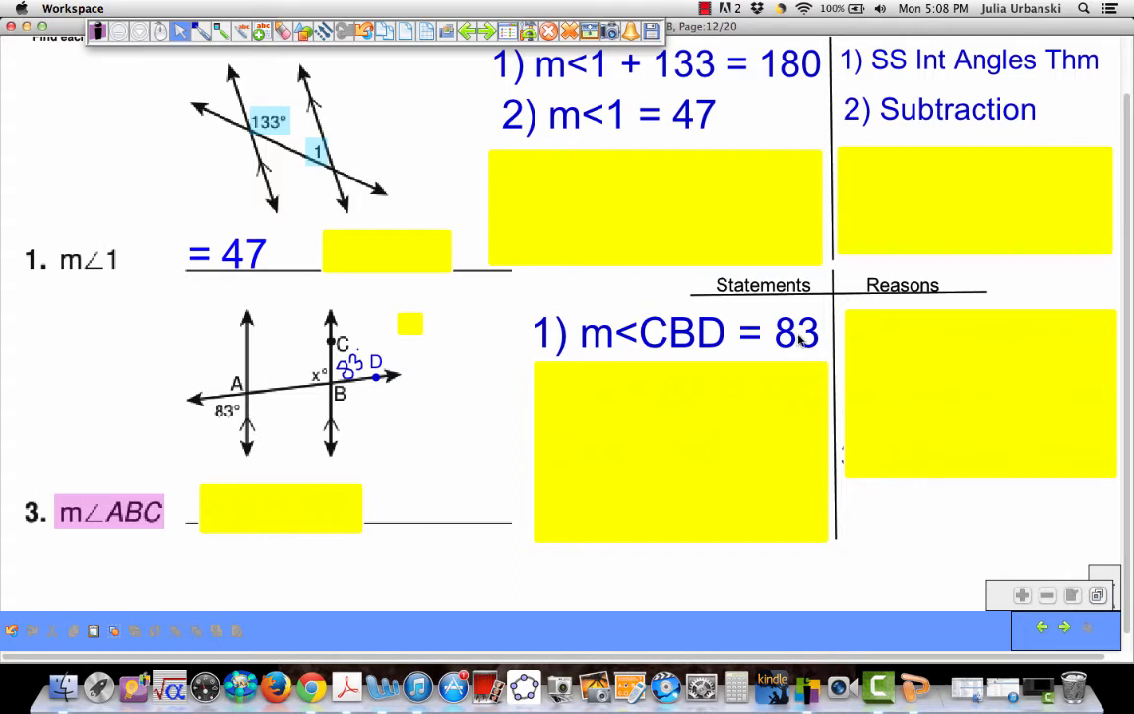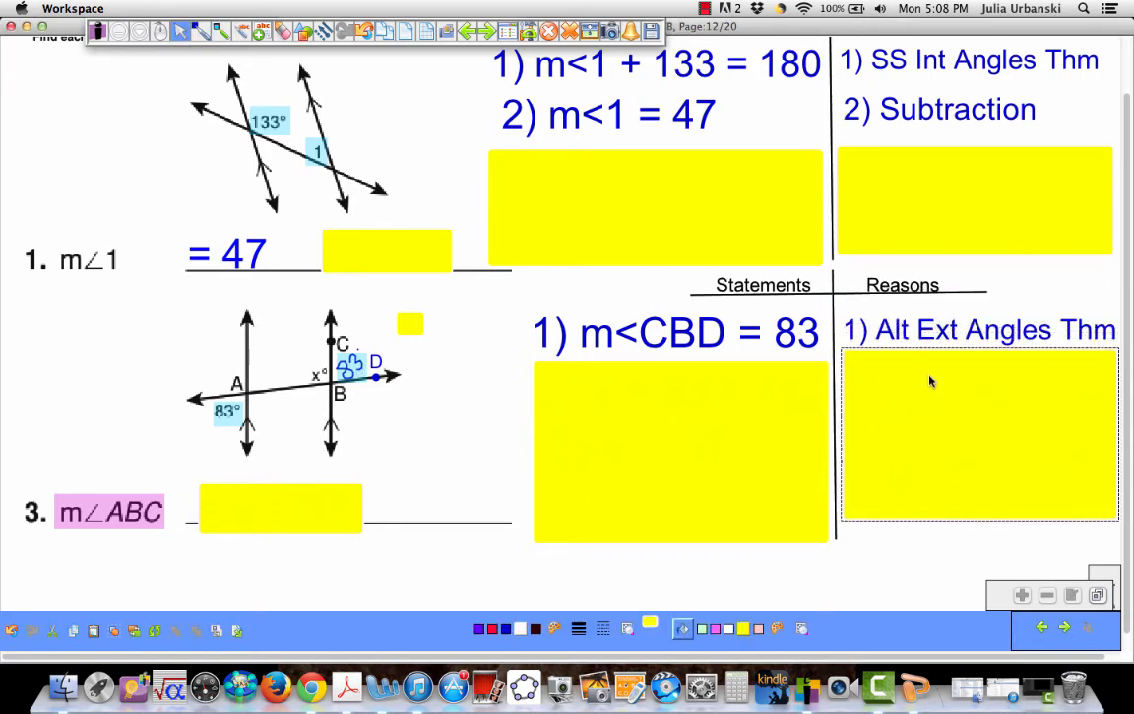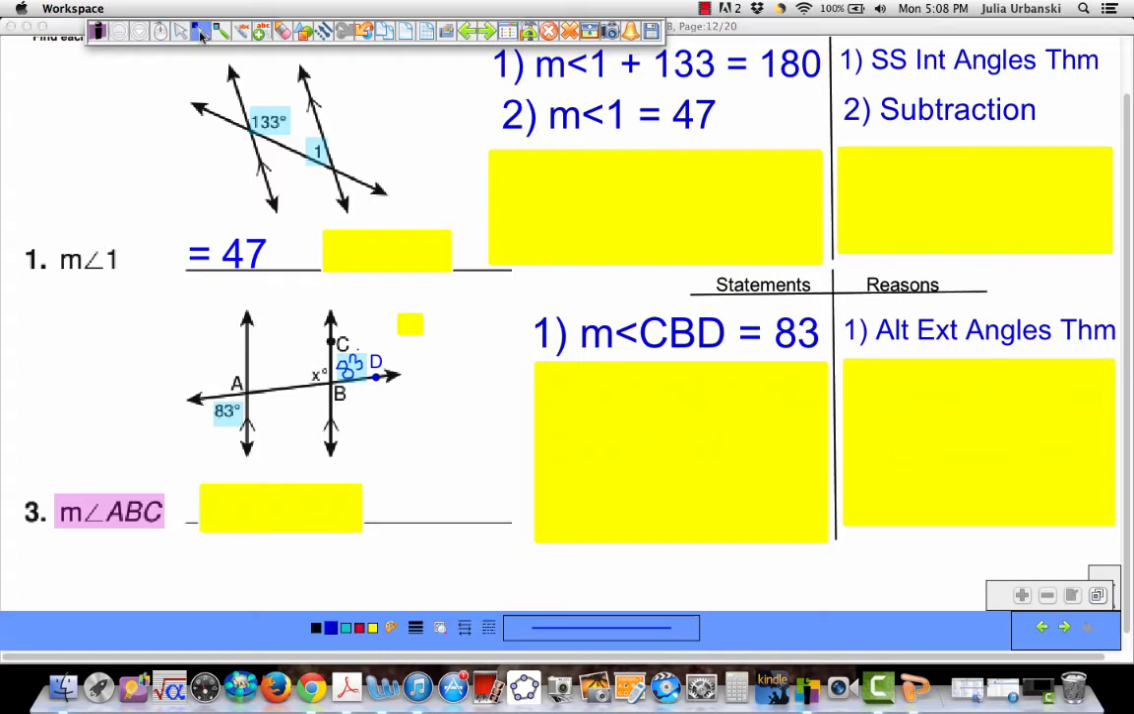CBD is 83 degrees. Why was that true? Well, think about what kind of angles they were. These are alternate exterior angles. And the rule is that when lines are parallel, then the alternate exterior angles are always congruent. So it was the alternate exterior angles theorem. Now remember, you're trying to solve for x. So look carefully at what you have right here.